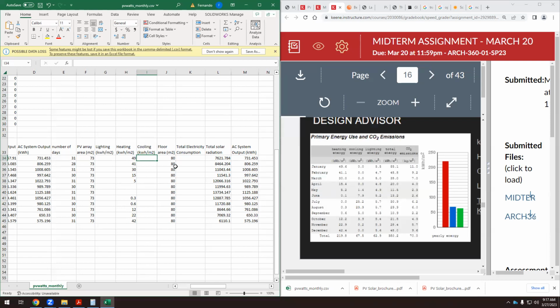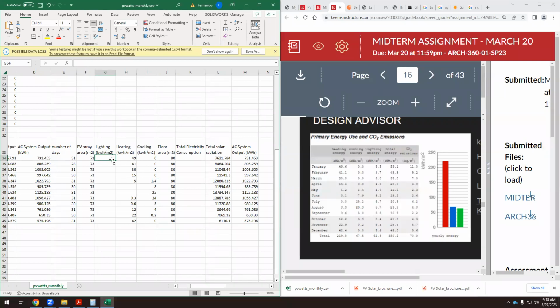Cooling energy is 0, 2, 3, 4. Now we have 1.4, then 7.9, let's say 8, 25, 24, 5, 4.2, and 0. Okay, so that's the cooling energy. We have heating especially in winter. We have cooling in summer. That makes sense. Lighting, it's going to be steady throughout the year.